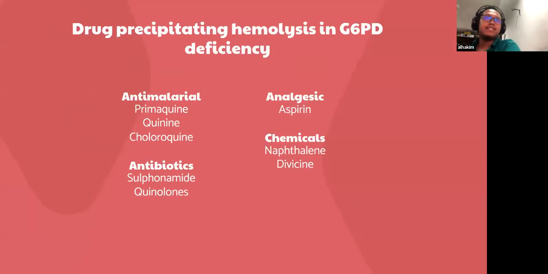These are the drugs that will give the stressor to the person: anti-malarials like quinine, chloroquine, primaquine, and antibiotics such as sulfonamides and quinolones, analgesics like aspirin, and some chemicals, naphthalene and vicine. Vicine is from fava beans, kacang parang, and some others like isouramil.